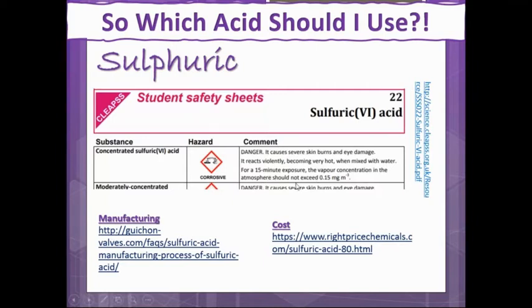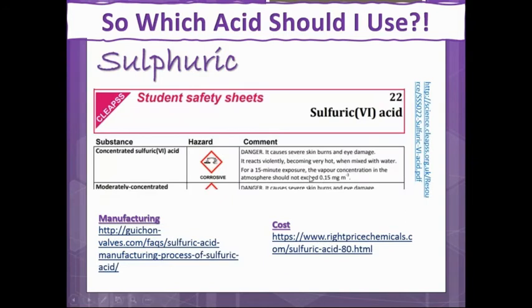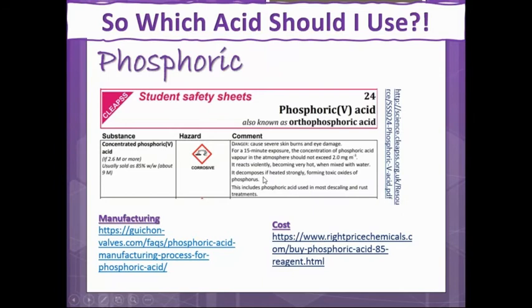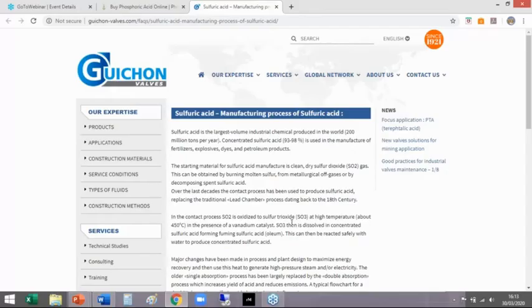15-minute exposure, vapor concentration should not exceed 0.15. And what was it for the previous one? Okay, so it's a tiny bit slightly more dangerous there, but then actually this can also undergo thermal decomposition and form toxic oxides, whereas this one doesn't. So from a safety point of view, the sulfuric acid looks slightly better. Let's compare it to the manufacturing.